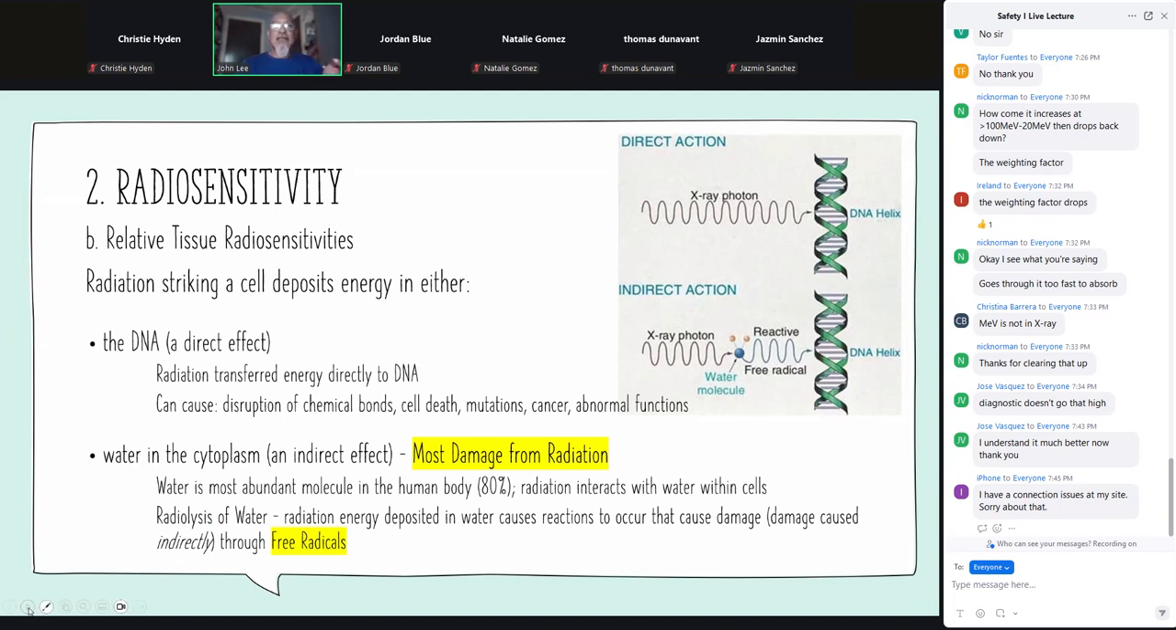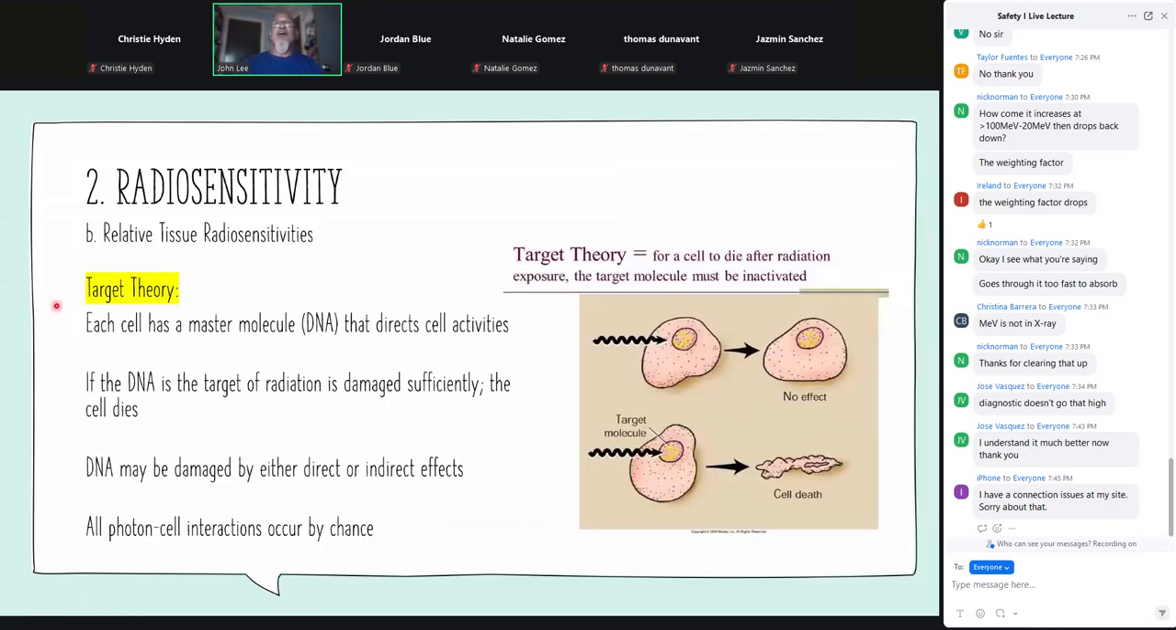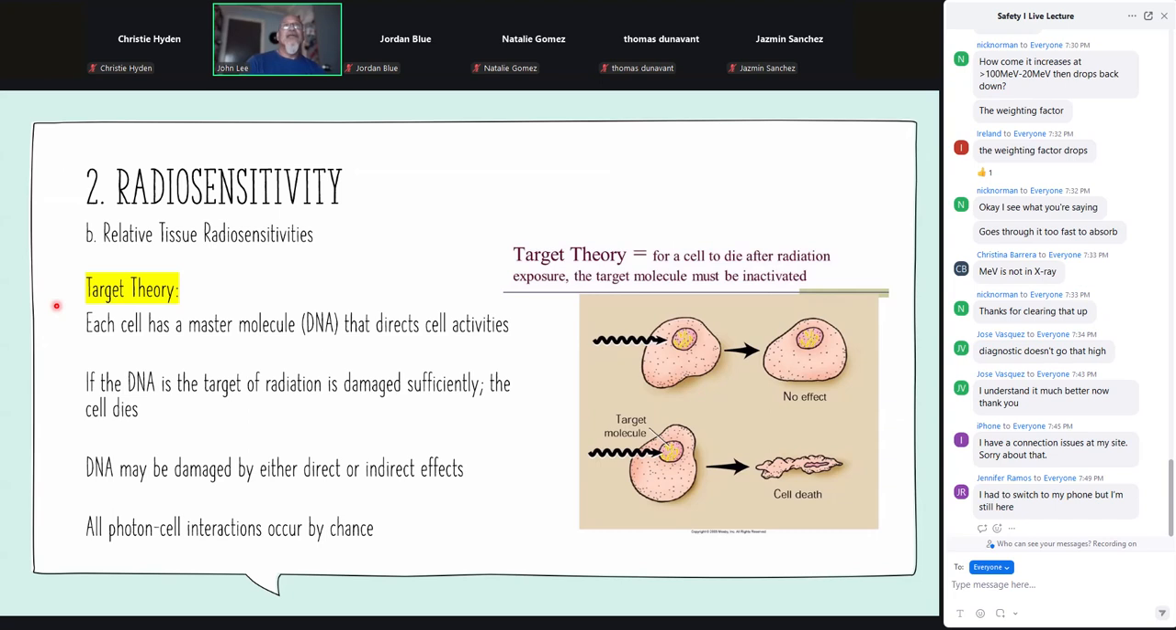Okay, so direct happens because of an X-ray hitting the DNA, and indirect is because of the free radical created by the X-ray. Target theory is another theory on radiosensitivity and damage. The idea here is that each cell has a master molecule that directs all the cell's activities. And so if the DNA of the target is damaged sufficiently by the radiation, the cell will die.